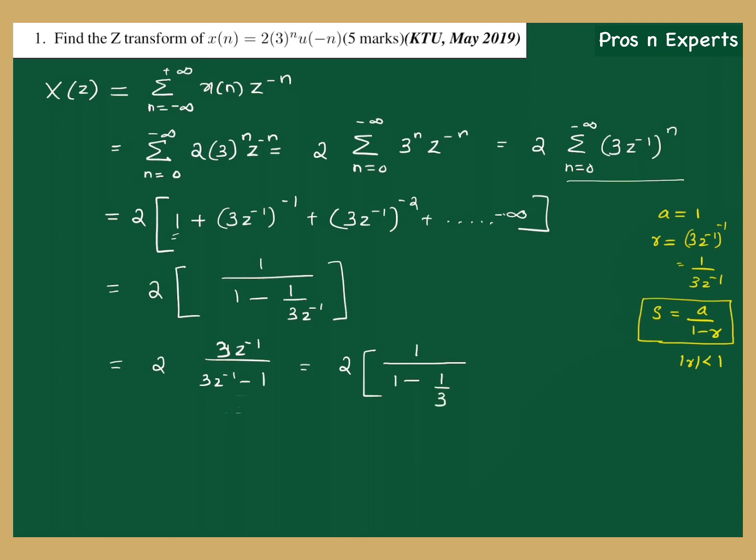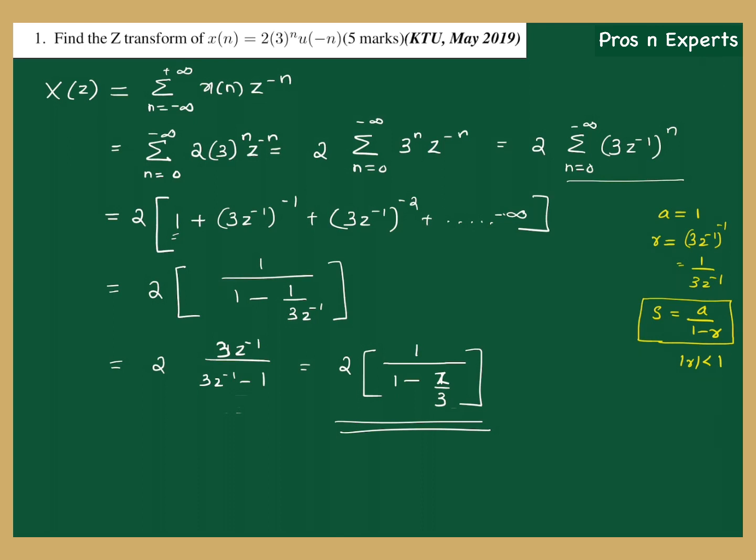1 by 3z inverse. And what will become of z inverse? I can write z inverse in the numerator. So this is 2 into 1 by 1 minus z by 3. That is the Z transform. But always remember, whenever you refer to the Z transform or Laplace transform, you have to be careful about one more thing. The Z transform or Laplace transform as such is not enough, but the region of convergence is also important. So what is the region of convergence here?